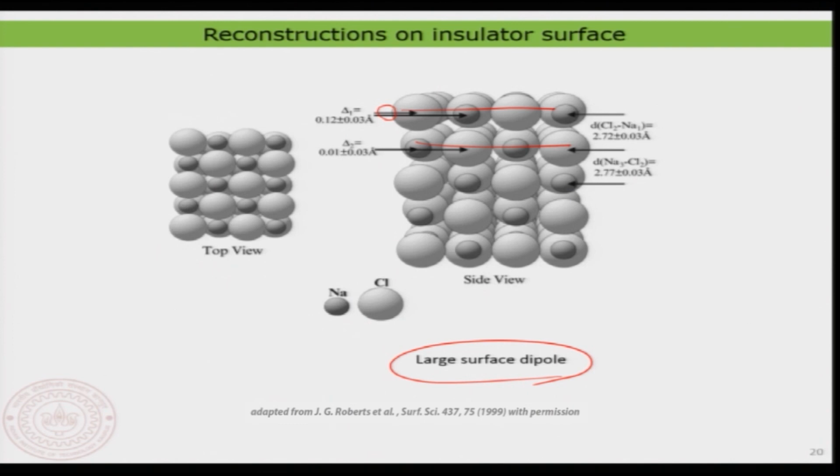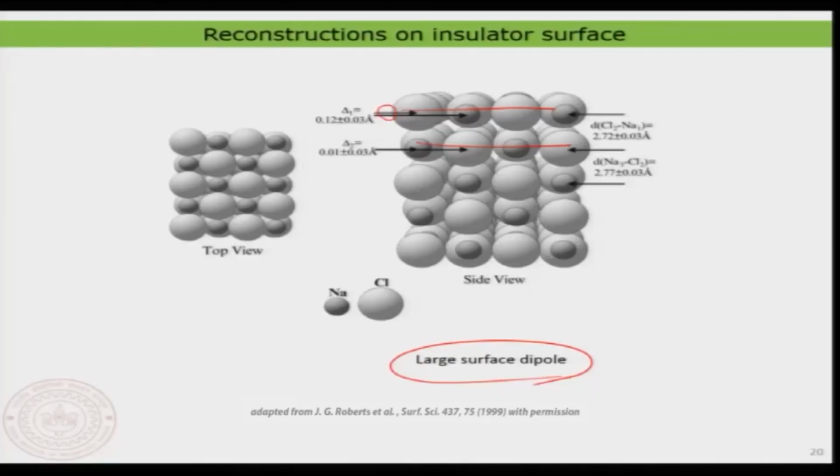I will also show you in the next lecture two interesting examples of an extremely specialized reconstruction that you find in the case of a metal and a semiconductor. But even in general, I want to say that reconstructions are ubiquitous on surfaces, and you cannot find any surface which is not reconstructed.